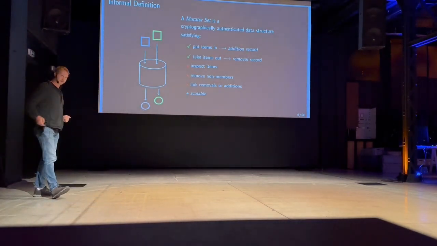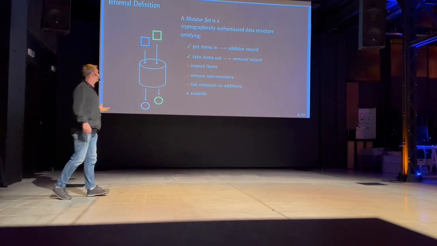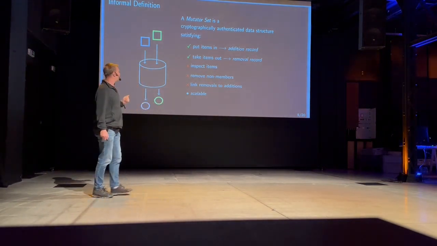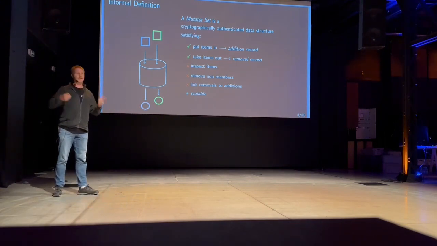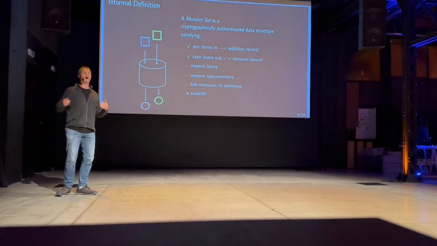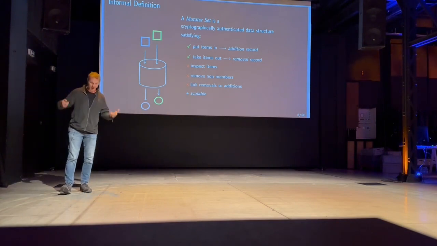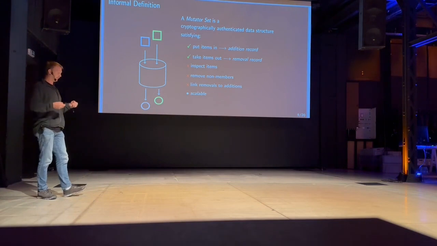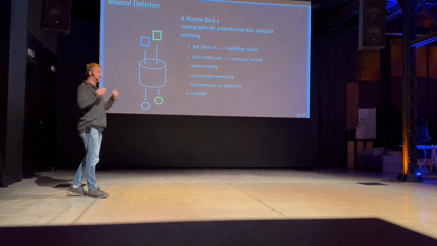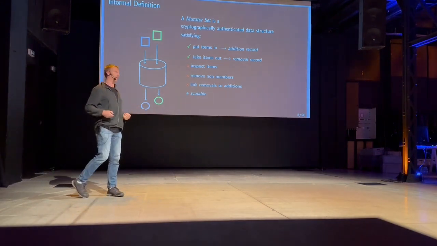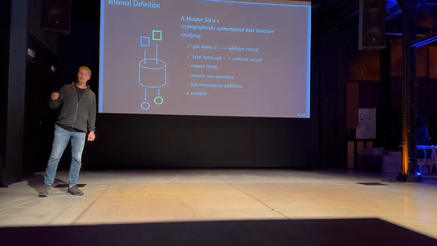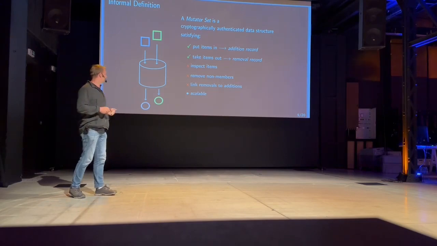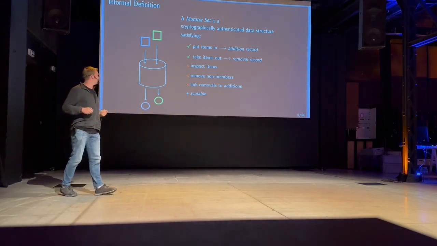So, a mutator set is something that achieves this. It's a cryptographically authenticated data structure that allows you to put items in, take items out, all the while hiding the items that these operations pertain to, because the only thing that is visible from the outside is the publication of addition and removal records. What you should not be allowed to do is inspect those removal and addition records. They are, after all, hiding commitments.